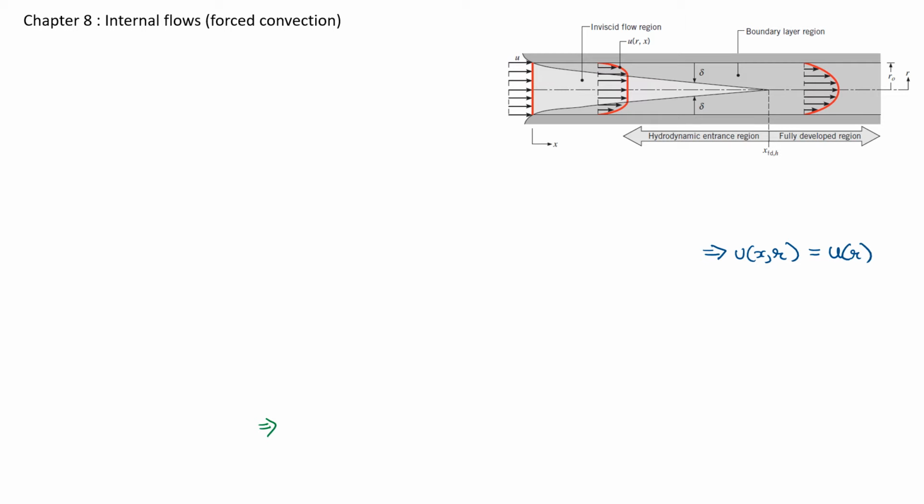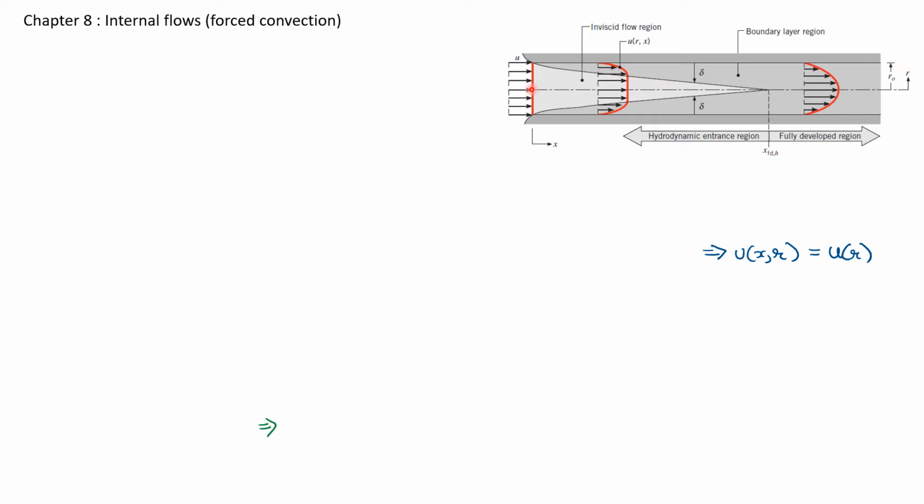Chapter 8. Chapter 8 is on internal flows due to forced convection. For this, let's briefly revise what you have learned in fluid mechanics. So let's say you have a fluid flowing in a pipe of a diameter, say R0, and r varies from the central axis.